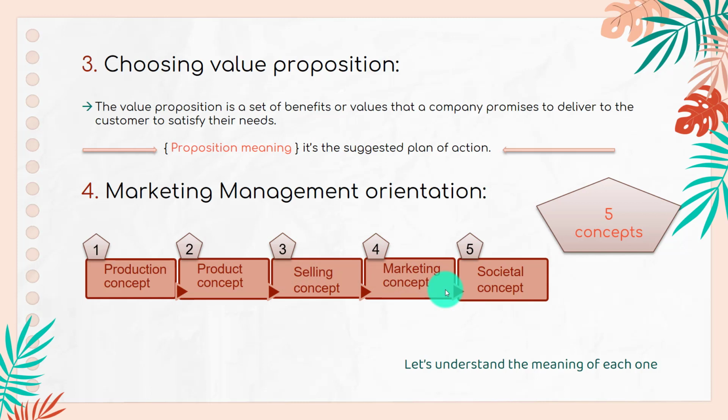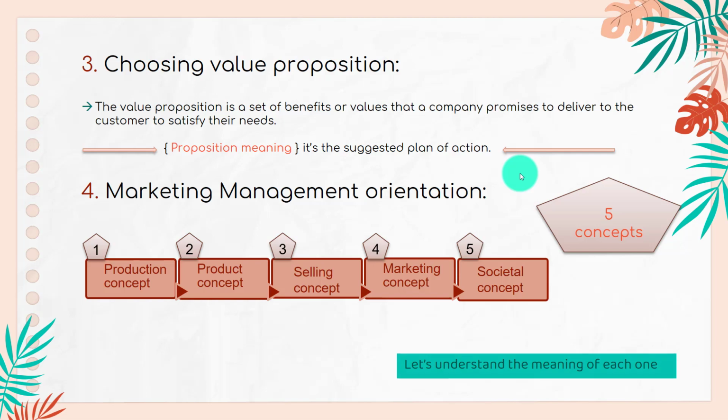Then we're going to talk about the marketing management orientation. This is the last step in how we make the customer-driven marketing strategy. So what is the marketing management orientation? It's about 5 concepts: the production concept, product concept, selling concept, marketing concept, and last but not least, the societal concept. Let's understand each and every concept separately.